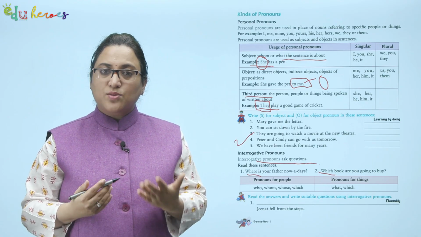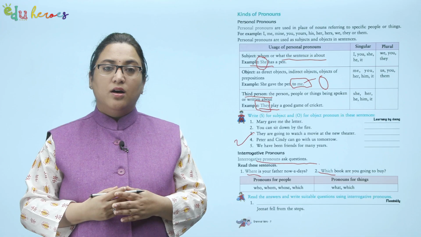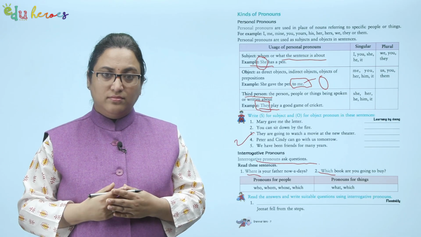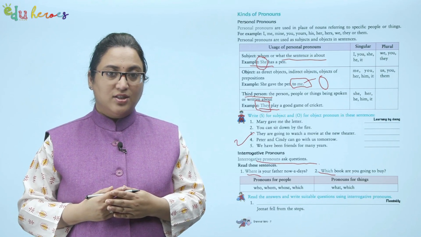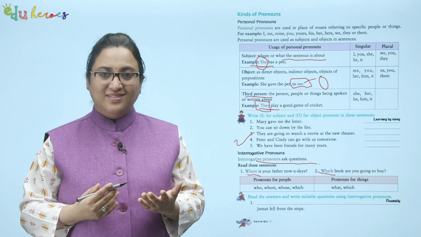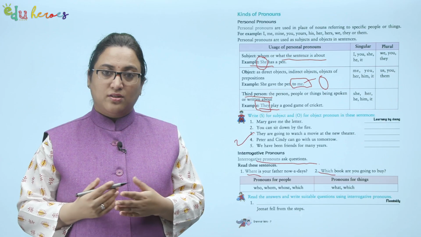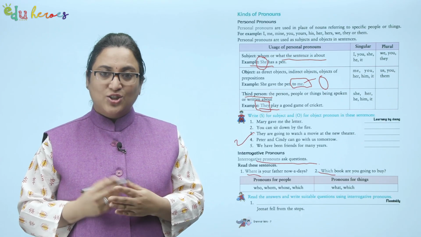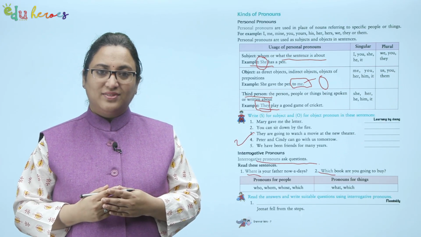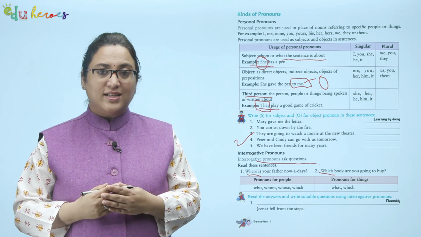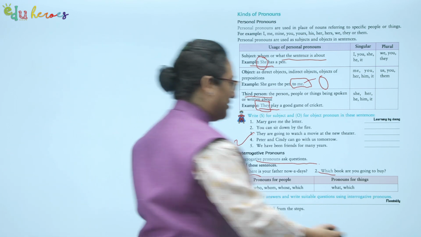Try to frame sentences with them. Who are you playing with? Who is your friend? So we are referring to people. And pronouns for things: what, which. Which is your bag? So it's a thing we are referring to. Try out another exercise given here.